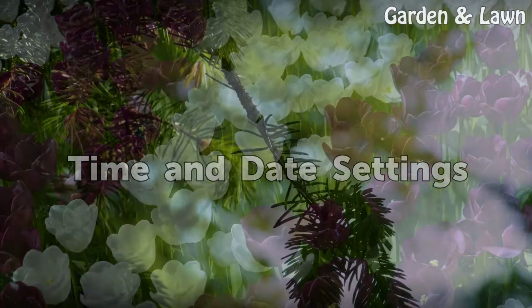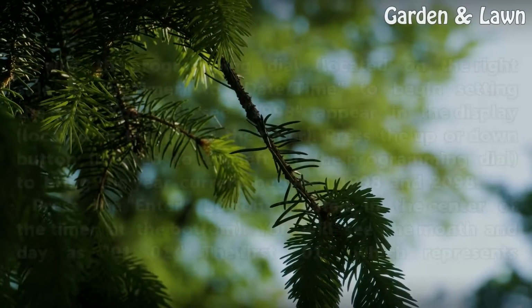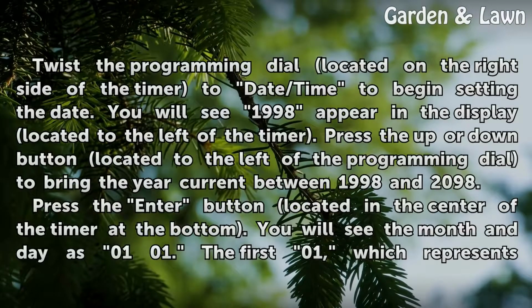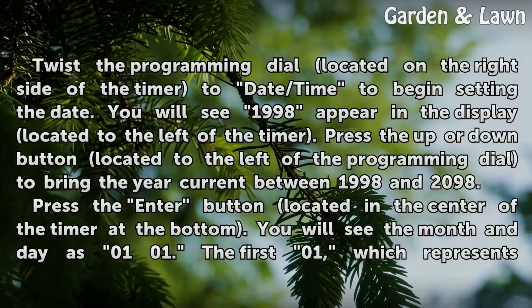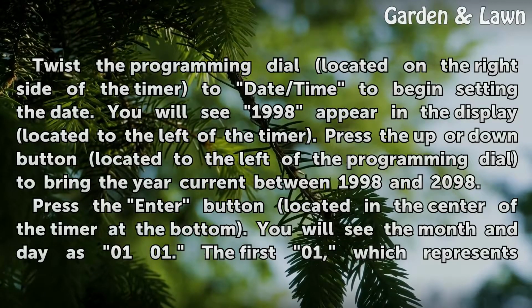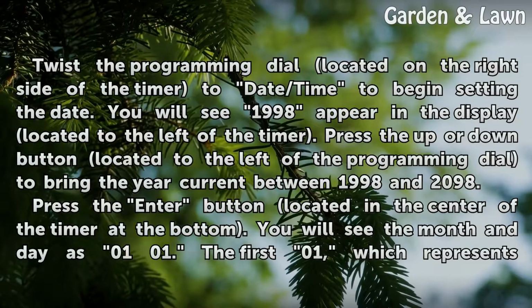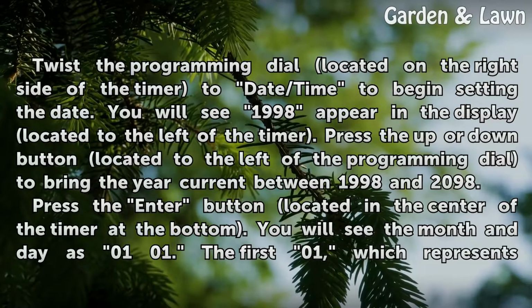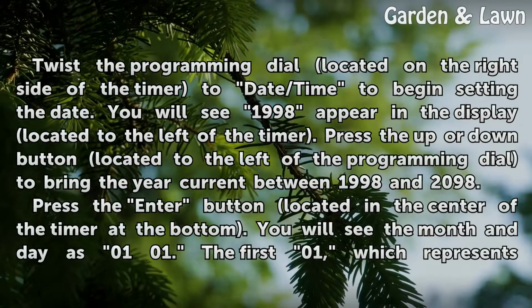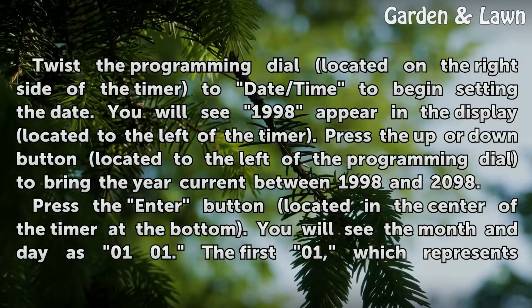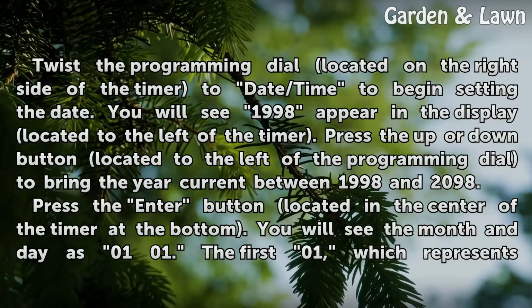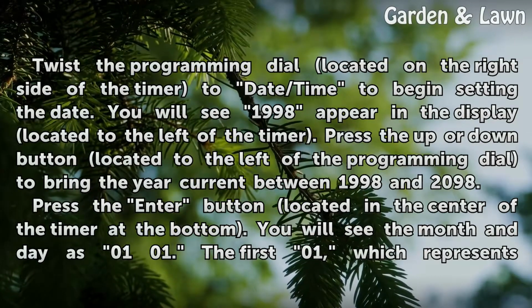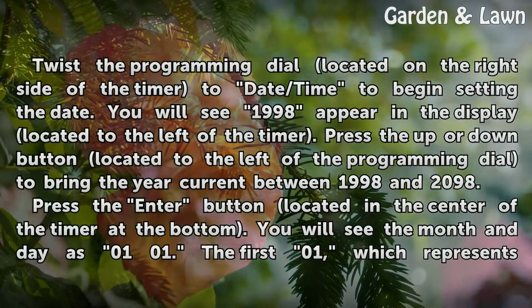Time and date settings. Twist the programming dial located on the right side of the timer to date/time to begin setting the date. You will see 1998 appear in the display located to the left of the timer. Press the up or down button located to the left of the programming dial to bring the year current between 1998 and 2098. Press the enter button located in the center of the timer at the bottom.